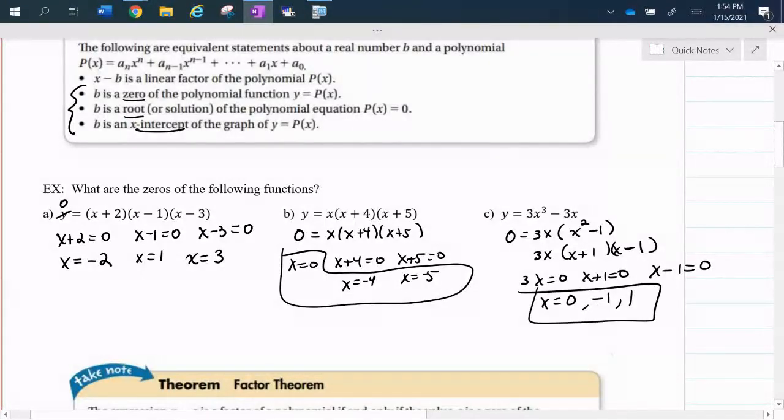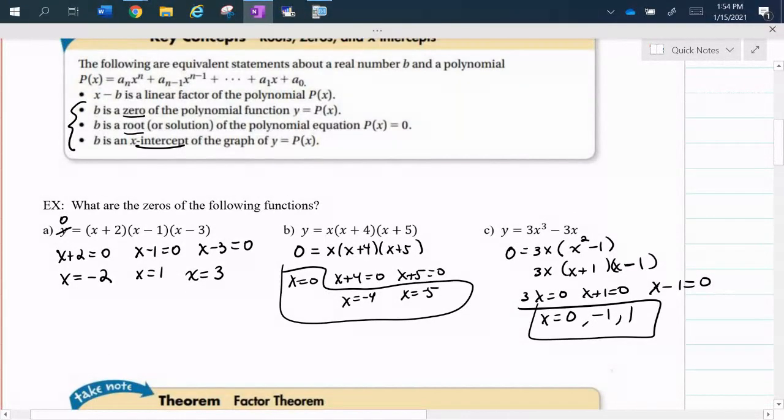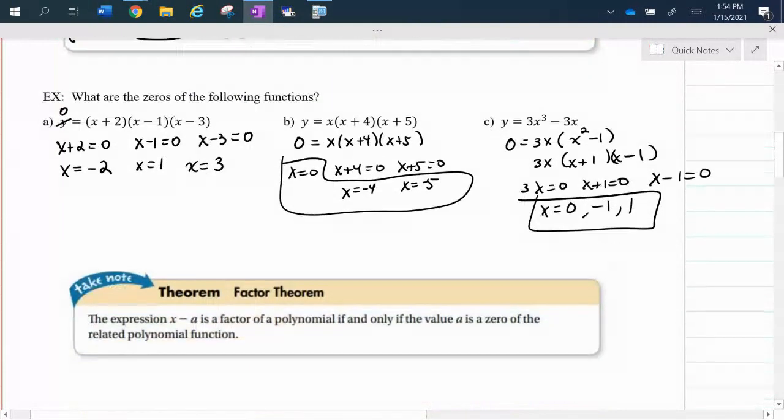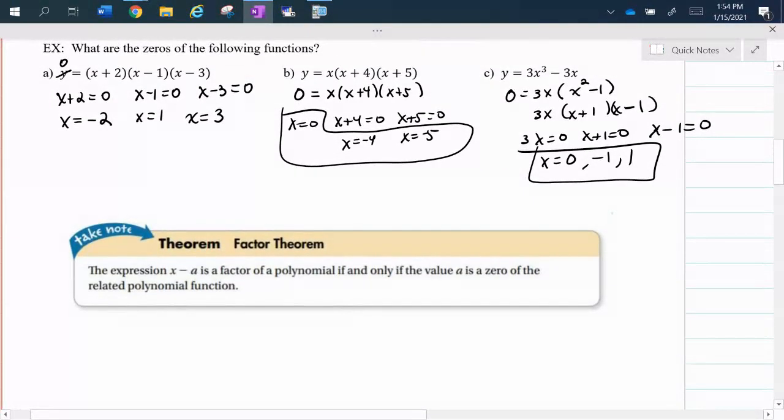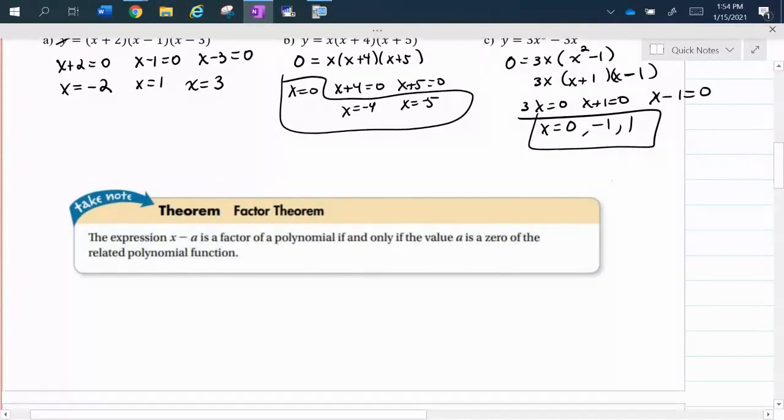Okay, so what do we know here now? We know that a 0 is a root, is a solution, is an x-intercept, all the same number. And those numbers come from the linear factor of the polynomial. So that's why we factor to get all of these numbers. And then we have the factor theorem, which goes with it, that says the expression x minus a is a factor of the polynomial if and only if the value a is a 0.